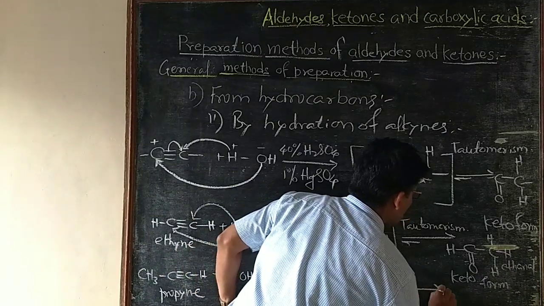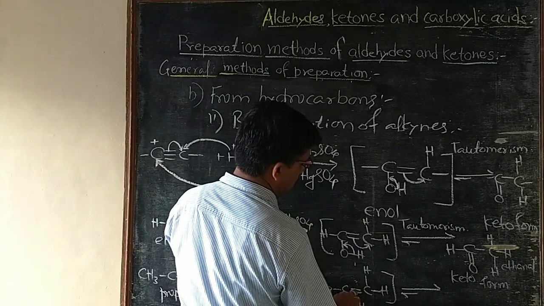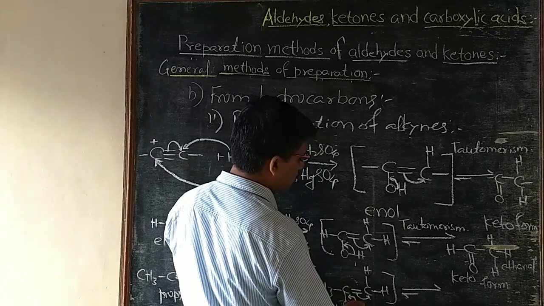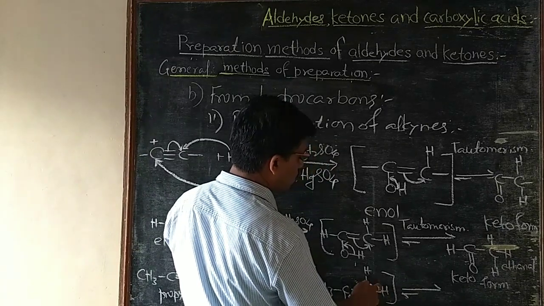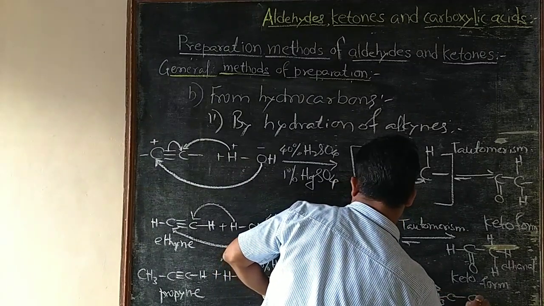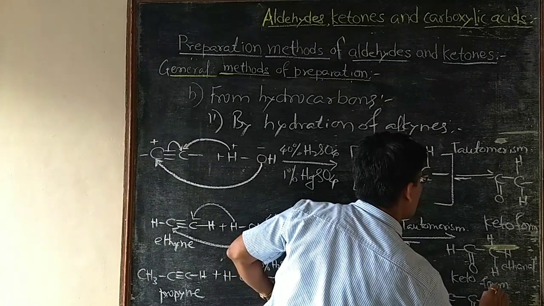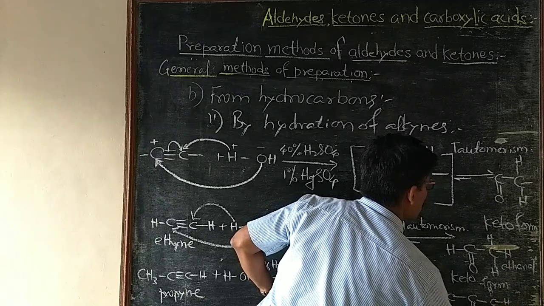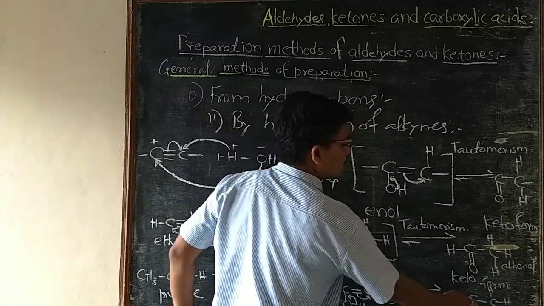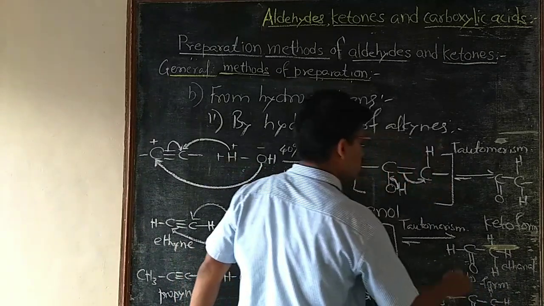It further undergoes tautomerism, that is this electron pair goes here, then this pi electron pair shifts towards this carbon atom. Therefore, this hydrogen in the form of H plus goes to this carbon atom, giving CH3 C double bond O CH3. Its name is propanone, that is it is a ketone.